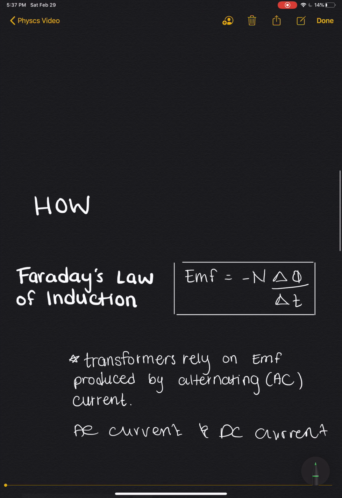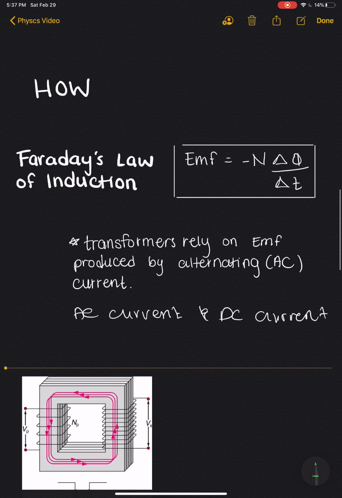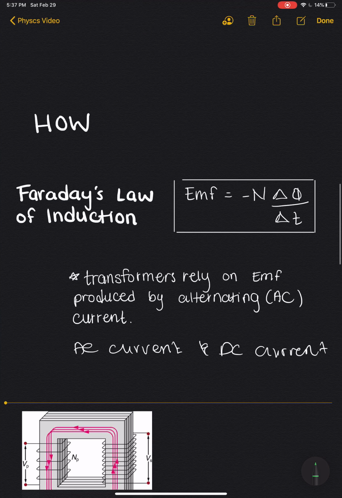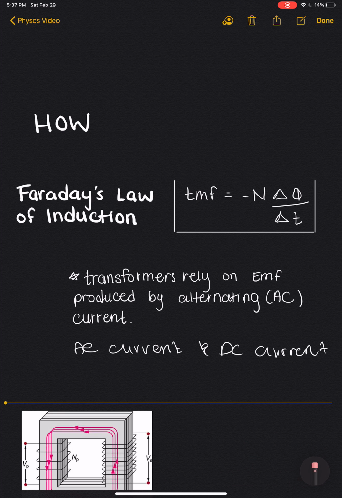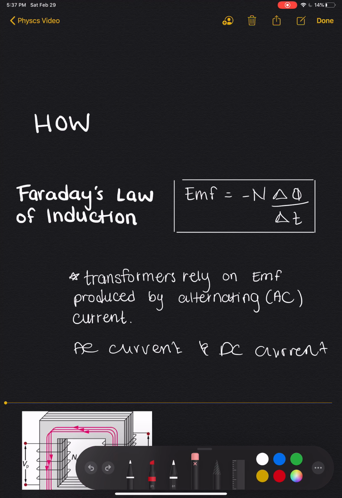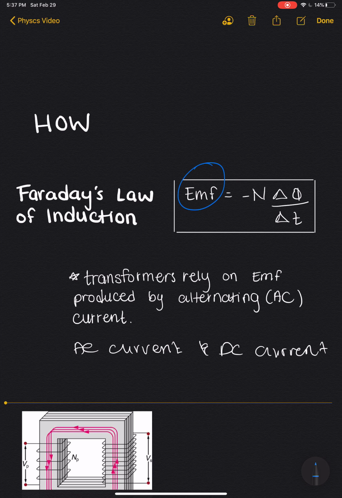So how does that work? Well, the first thing that we need to understand is Faraday's law of induction. Faraday's law of induction basically tells us that EMF or voltage, right? Oh, I'm sorry, I just erased that. Let's not do that. I meant to circle that. So the EMF or the voltage, this is your induced voltage, comes from what is known as a change in magnetic flux over change in time.